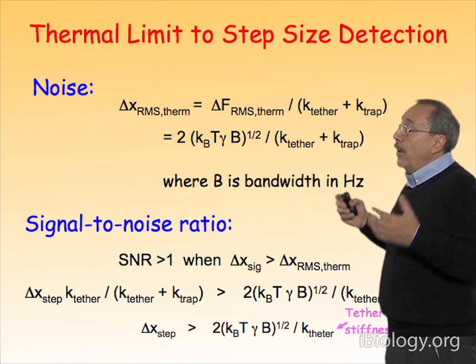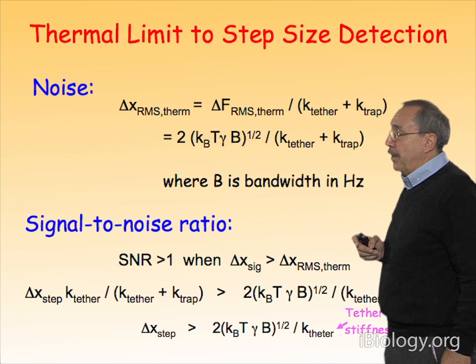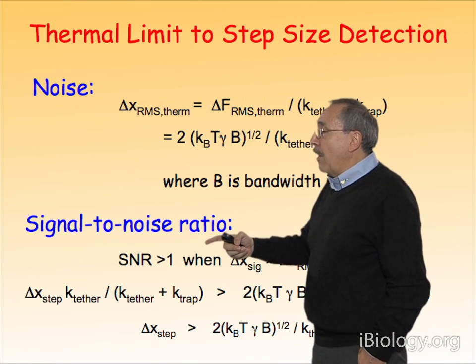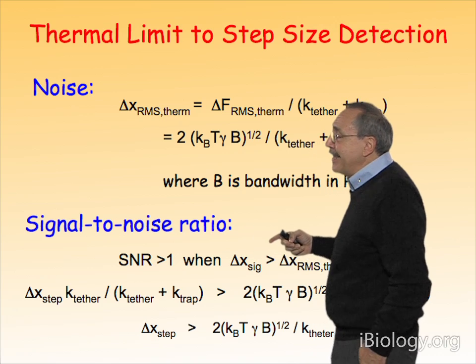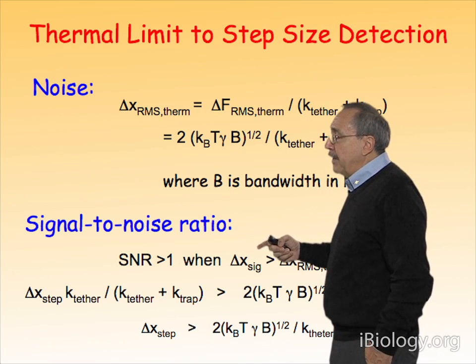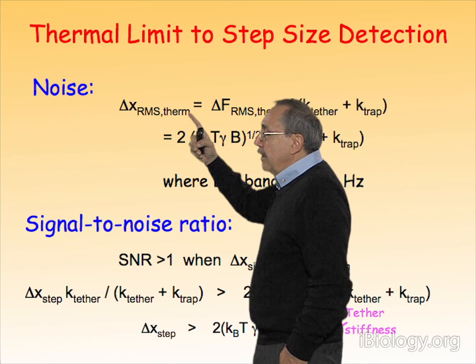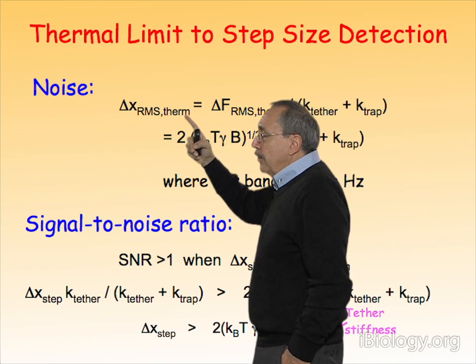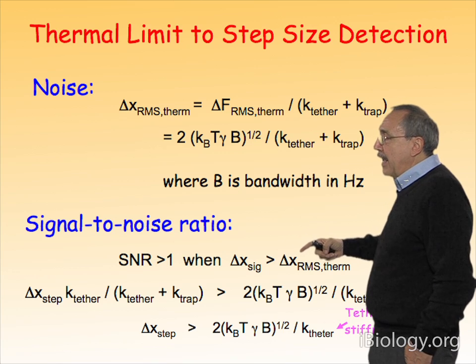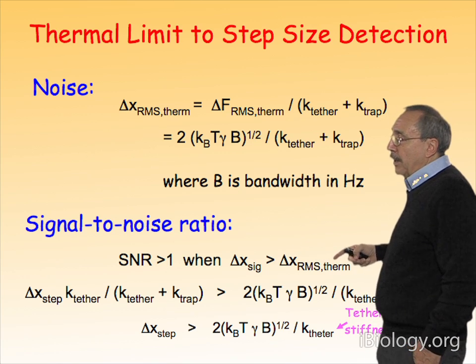And now I want to know what is the signal to noise ratio of my experiment. What I want is a signal to noise ratio greater than 1, which means that the delta signal that I measure at the level of my optical tweezer experiment is greater than the noise due to thermal fluctuations. In other words, delta signal greater than delta x root mean square thermal.